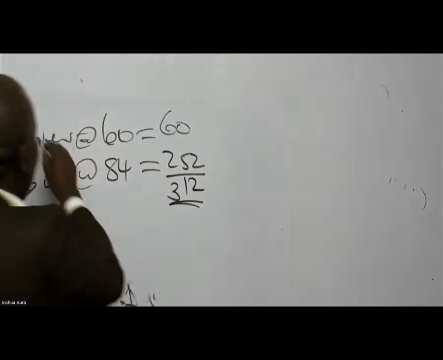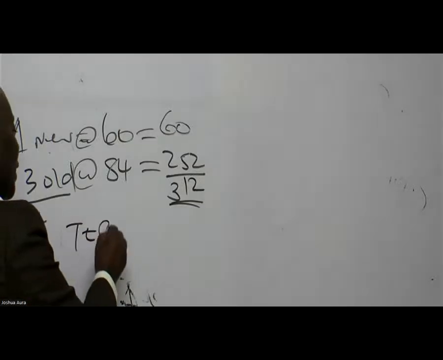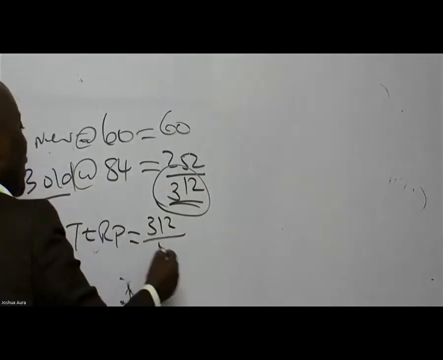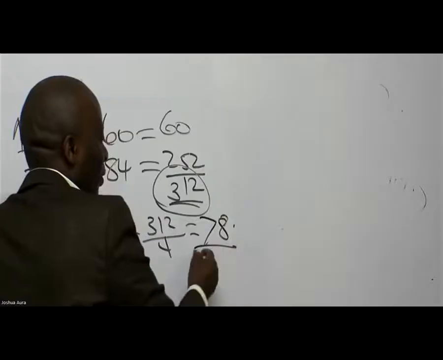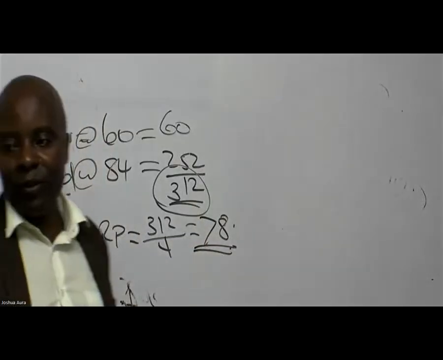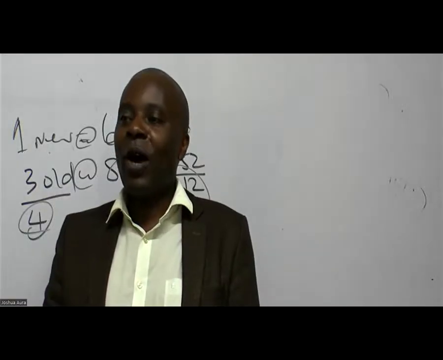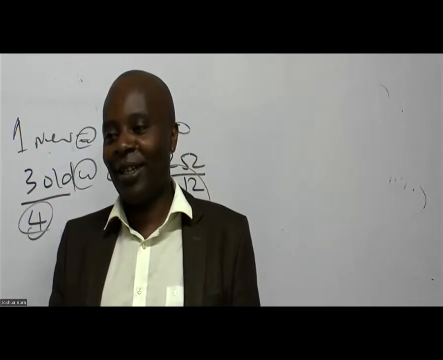But now the number of shares on the other side is 4. So the number of shares held is 4. So the theoretical ex-rights price will be this total value over the total number of shares, the average. 312 over 4, which gives me 78. So now, have you been able to pick this one of theoretical ex-rights price? Yeah, great.